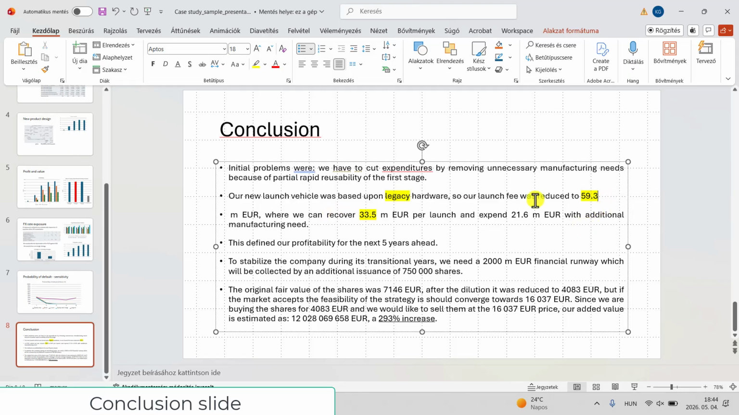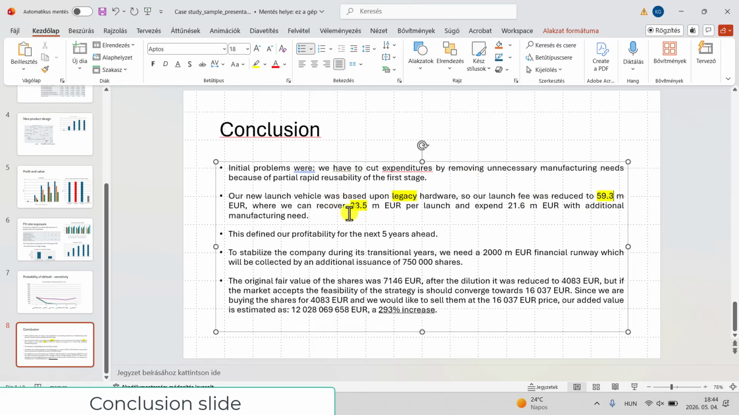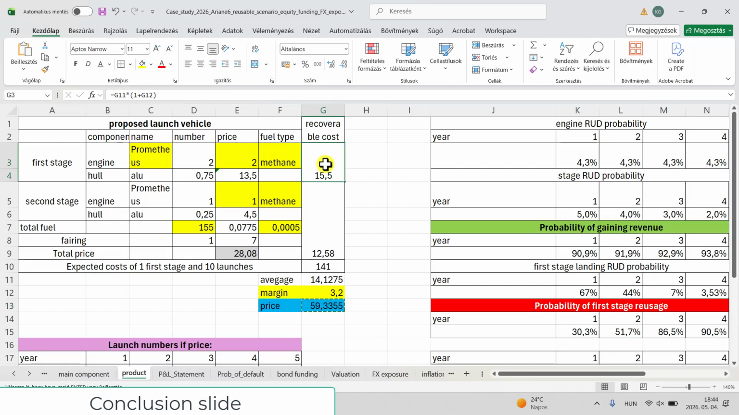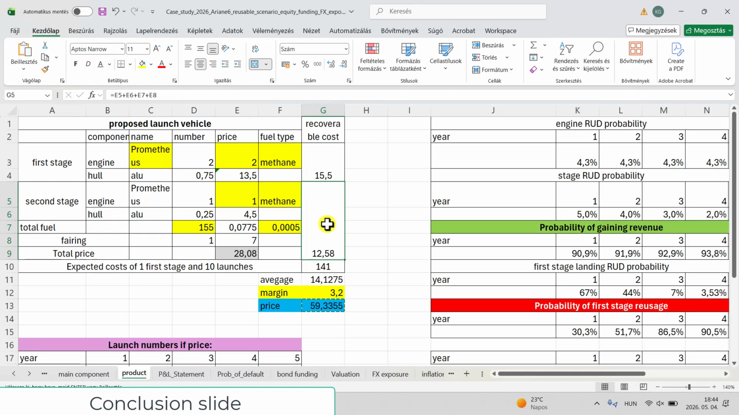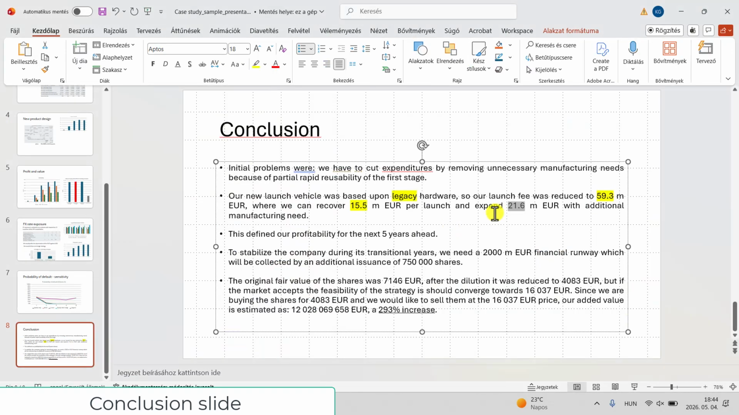And we can recover what? This 15.5 per launch, and we have only this expected additional manufacturing cost from here, so 12.6. Again, this is coming from the product Excel sheet. This will find our profitability for the next 5 years ahead.